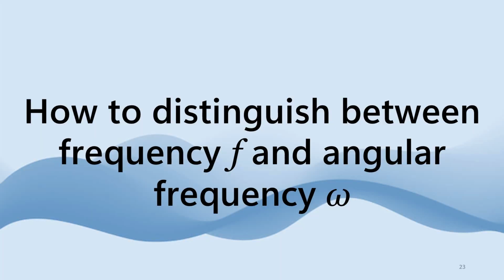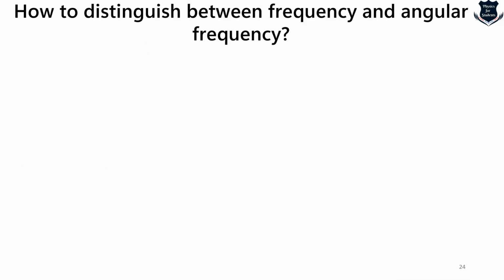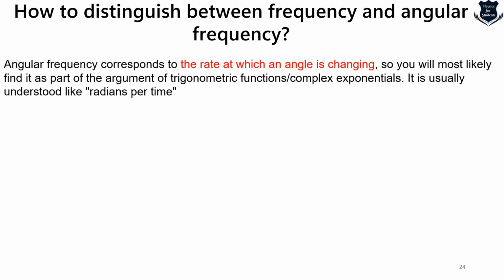Now this is very important. I think this creates a lot of confusion among young students who are learning wave mechanics: how can you distinguish between a frequency and an angular frequency? The things are pretty simple. Angular frequency is the rate at which an angle is changing, like angular velocity.